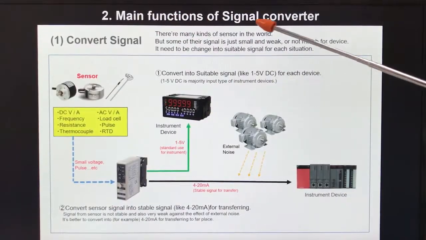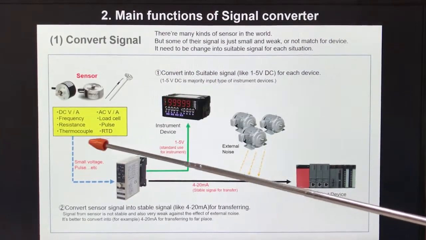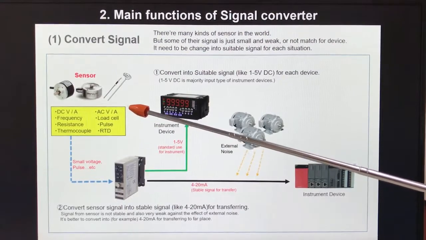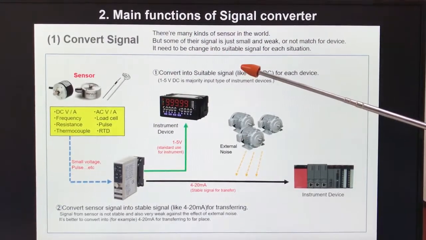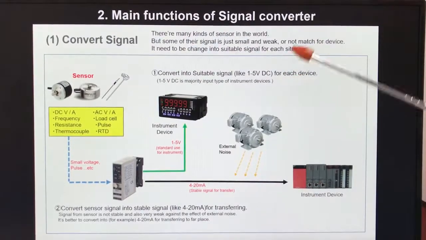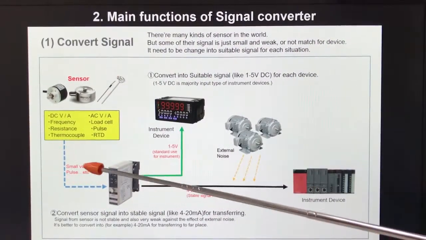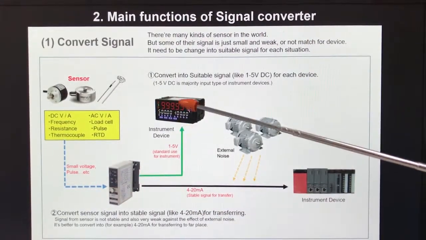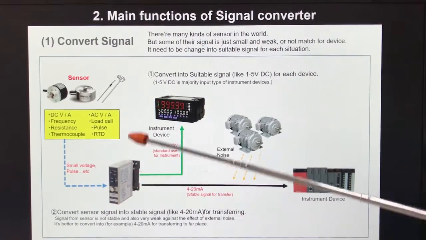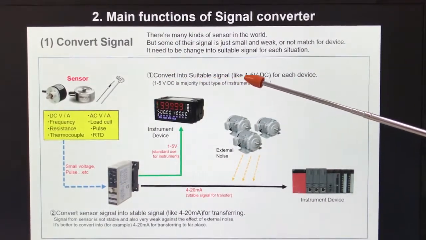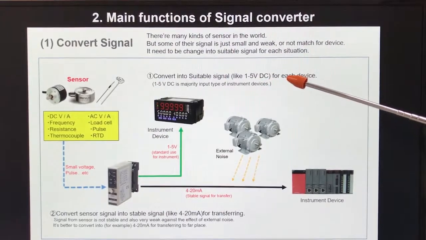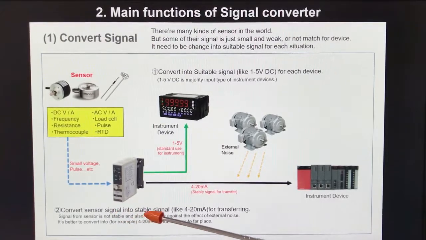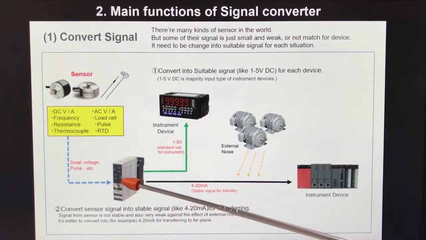Chapter 2. Main function of signal converter. There are many kinds of sensor in the world, but some of these signals are just small and weak, or not suitable for the device. It needs to change into the suitable signal for each situation. Signal from sensors is a small voltage or pulse or like that, so sometimes it cannot connect to the device directly. So this one can convert into a suitable signal like 1 to 5 volt DC for each device. Convert sensor signal into a suitable signal like 4-20 mA for transferring.